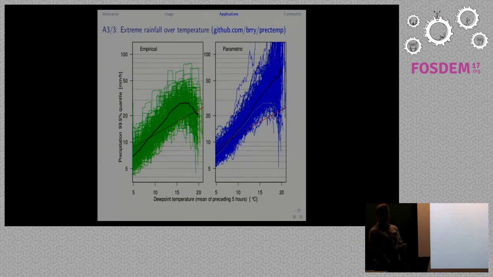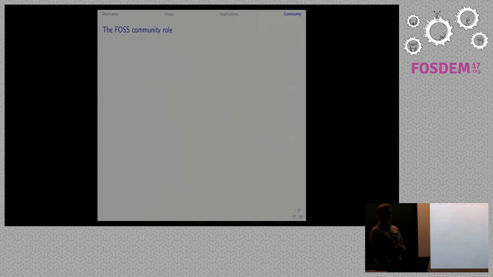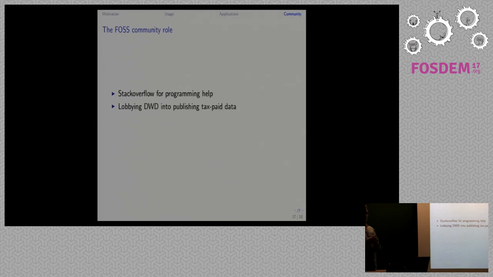All right, one slide on how the community helped in putting all of this together. I mean, we're at a FOSS conference. You probably all know Stack Overflow. I benefit greatly from that. Once in a while I post something there too. Parts of the community lobbied the German Weather Service into publishing all the data. I mean, it's tax-paid anyway, so why not have it public? And they were actually open for that reasoning about 2 years ago or something, I believe. They started publishing all that. So it's available online for free, which is pretty cool.